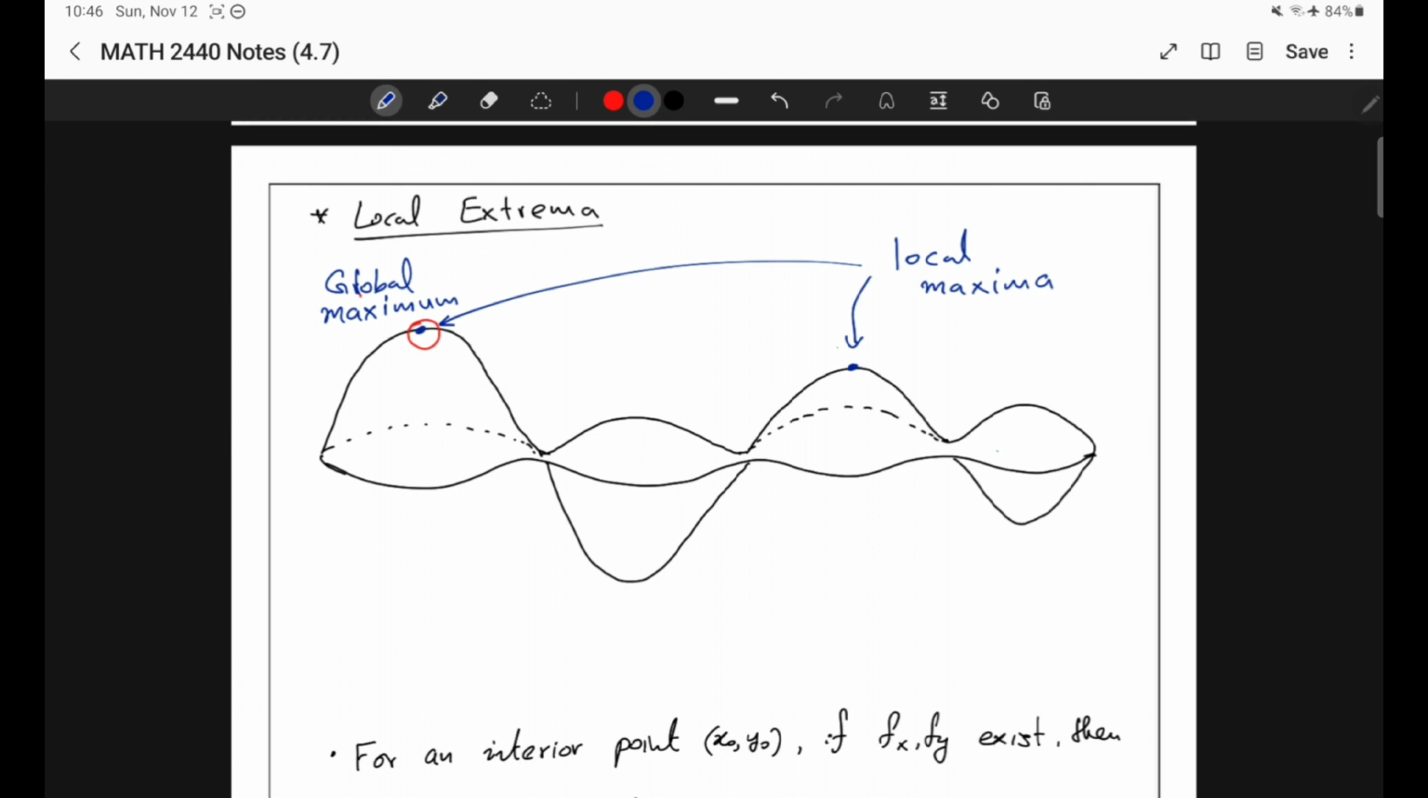Okay, and similarly, these 2 points are called local minima, and the smallest out of them, so in this particular picture, this is the smallest of them, that is the global minimum. Now, all these points are called local extrema, either local minimum or local maximum.